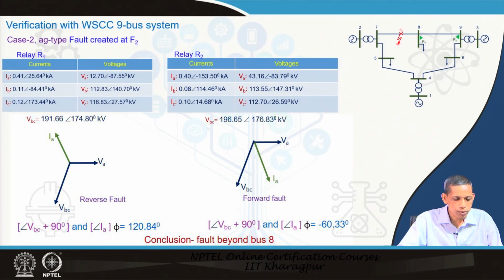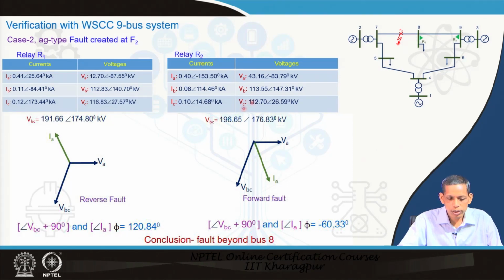A similar conclusion also comes from VBC; VBC takes a position like this, plus 90 degrees. So, again it comes out to be VA as reference with an angle of IA. Therefore, the corresponding phi for IA happens to be 120.84 degrees. If that is so, this is a positive angle less than 180 degrees. So, we conclude that this is a reverse fault.